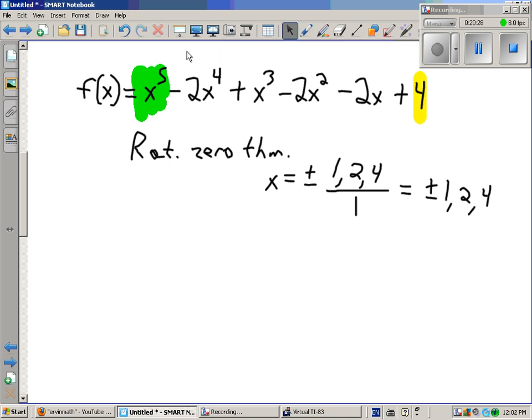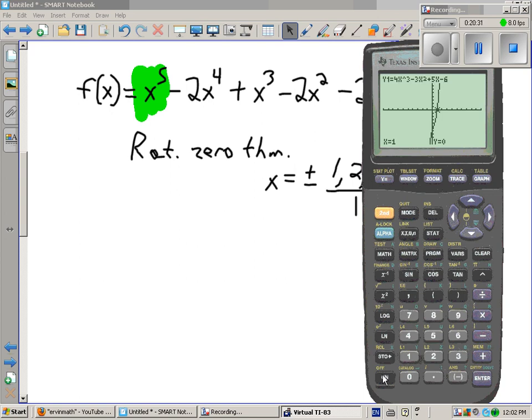Next up, we're going to graph it. Pull up my TI. Y is equal to, all right, plug this in. X raised to the 5th minus 2x to the 4th plus x cubed minus 2x squared minus 2x plus 4. We graph. And we're waiting for it to think. And there we go. I can see 3 zeros there.